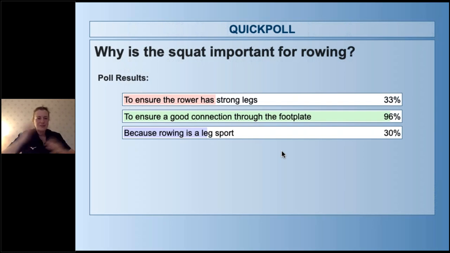Equally, the two either side of that, so to ensure the rower's got strong legs, and because rowing's a leg sport, if we're able to squat well, then we're able to get really good benefit from the rowing stroke and the connection of power in the rowing stroke. Equally, any squatting work in the gym, whether it's conditioning wise or strength wise, using weights, if we've got a good strength squat movement, then those will be much more effective and people will benefit much more effectively from the movement patterns they've got in the gym as well.